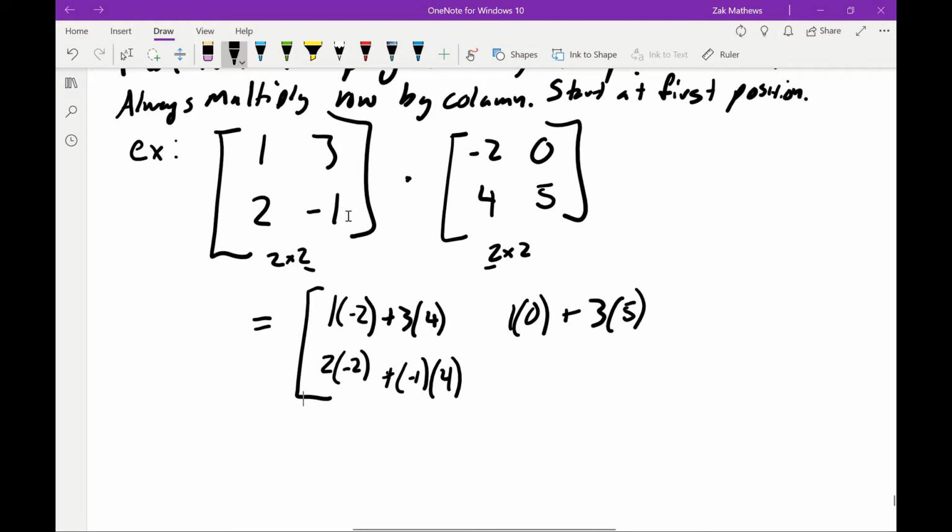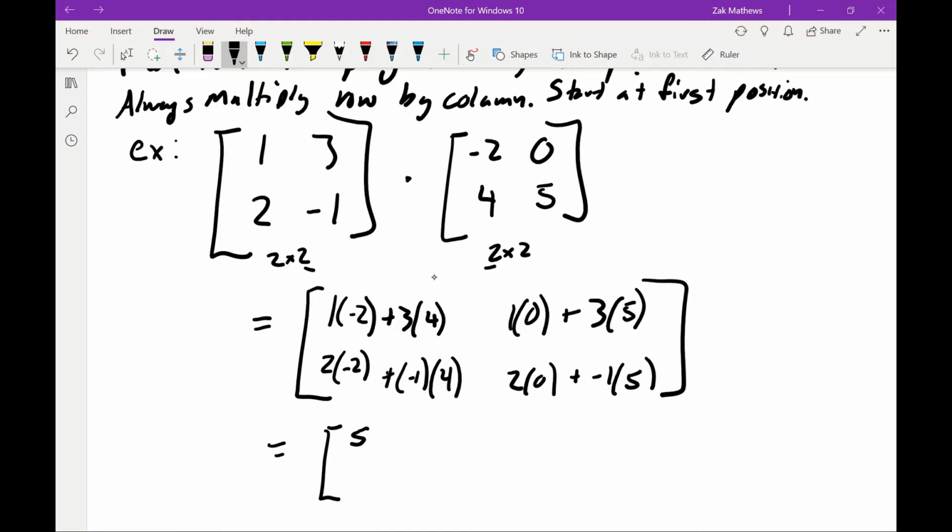I'm going to take my second row, second column. Again, even though I'm in the second row, second column, I have to start at the beginning. I have 2 times 0 plus a negative 1 times a 5. And so now simplifying these, we have negative 2 plus 7, that's going to give me 5. Let's try that one more time. Negative 2 plus 12 is going to give me a 10.